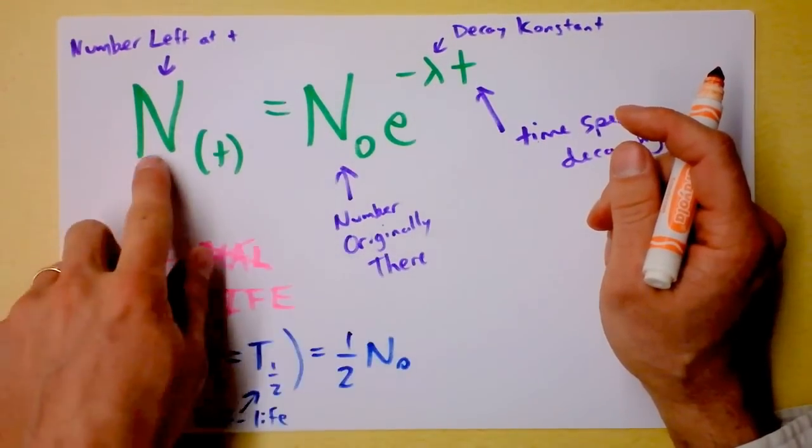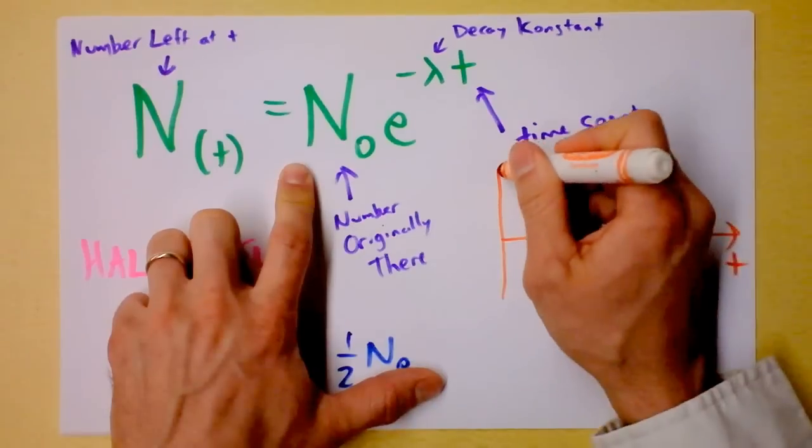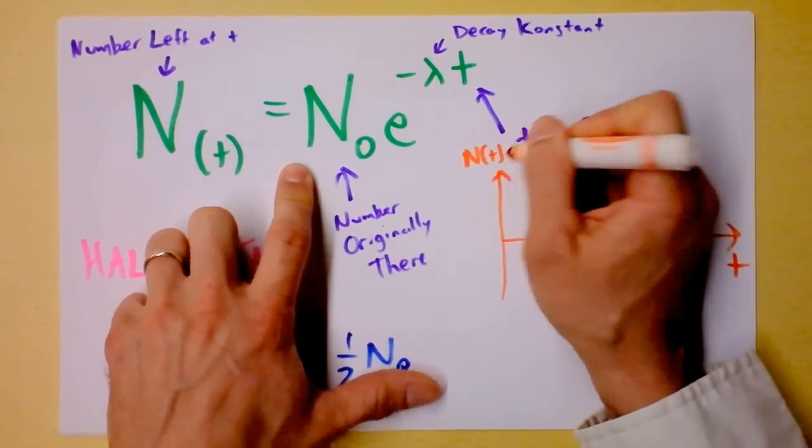It's causing this function to start at some number. Let's just draw this function here. Here's time going on, and here's our number as a function of time.